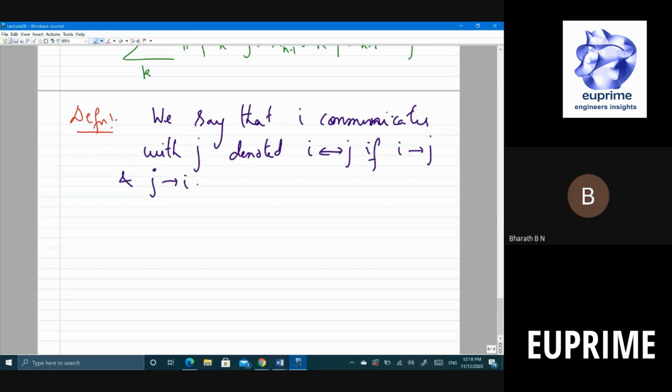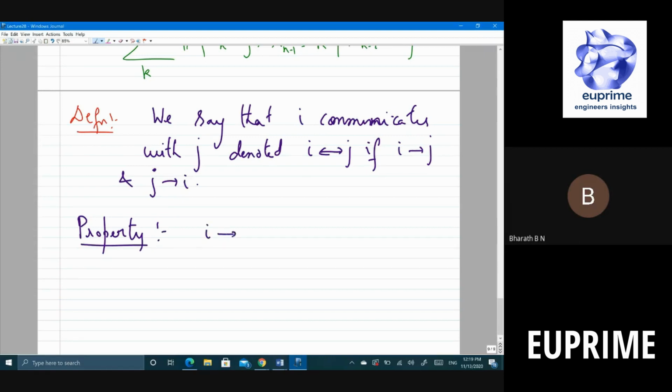So now let's see what this is. If you have a Markov chain with certain finite states, then with this notation of communication, where I and J communicate, the entire chain splits into groups of states. Let's see what that means. First of all, let's look at the properties of this.